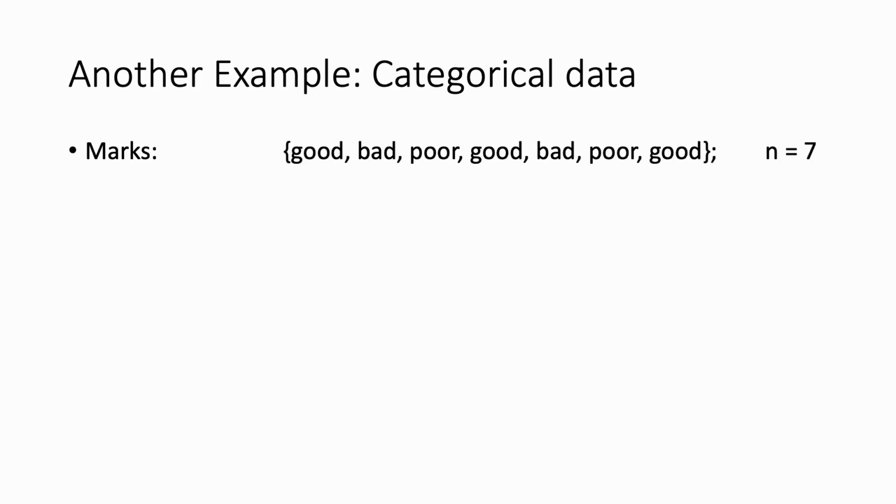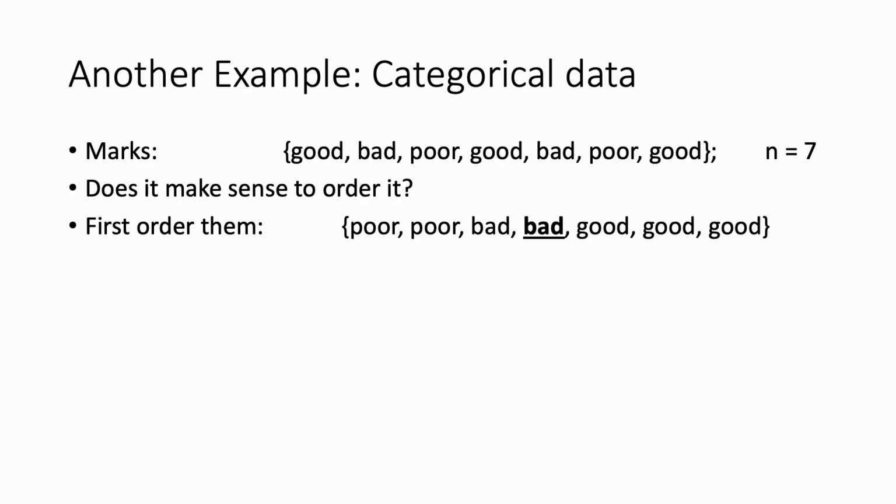Now here's an interesting question. Can we compute the median of categorical data? For example, if there are no numbers, but instead the marks are rated as good, bad, or poor. The answer is yes, if it makes sense to order that data. For example, we can assume that poor is the worst category, then comes bad, and then comes good. So let's order the data set now in that way. And we now have a sorted list of data.